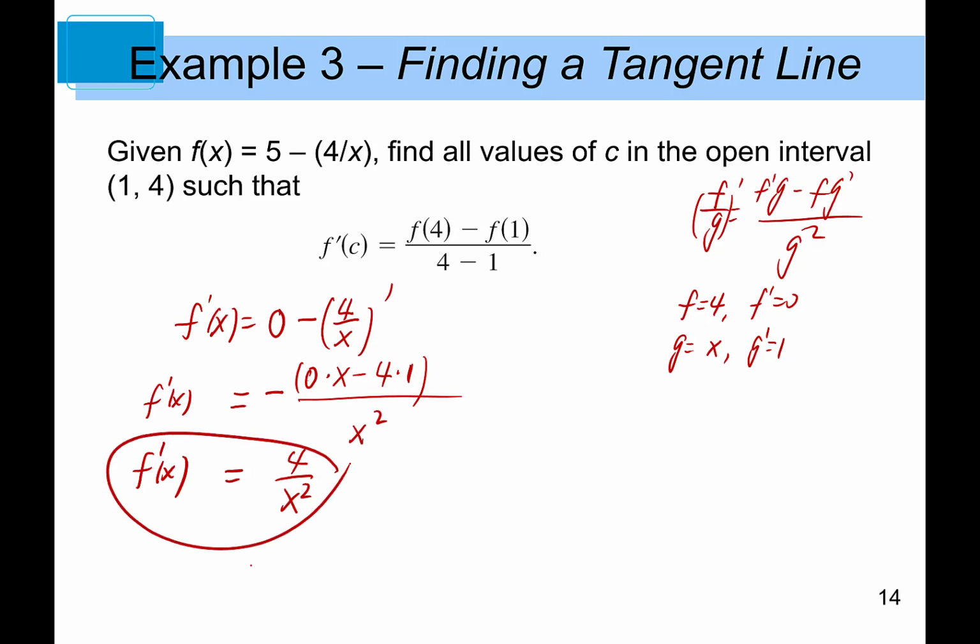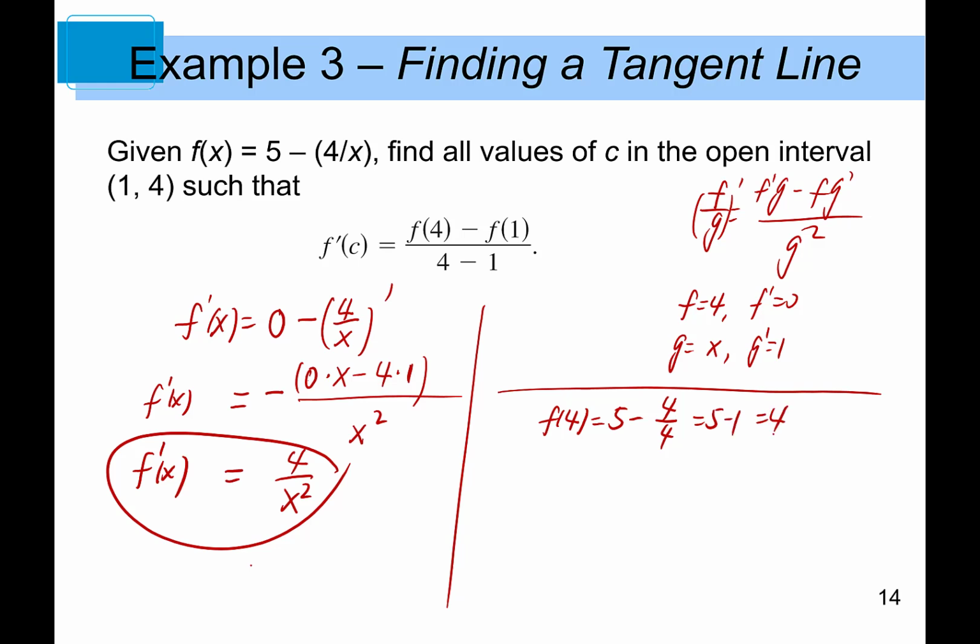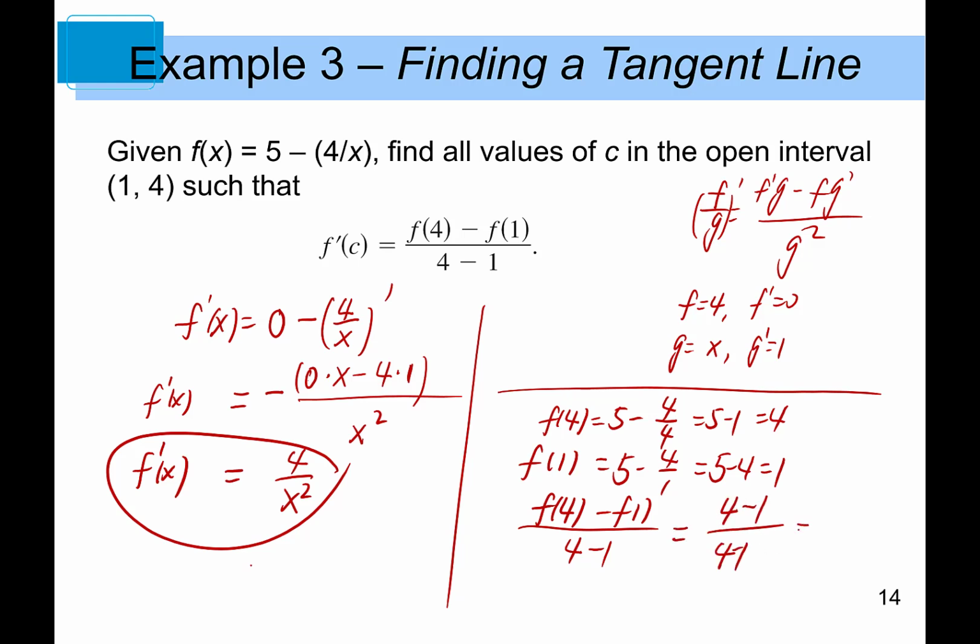And then, next step, find out what f of 4 minus f of 1 is. f of 4 equals 5 minus 4 over 4, which is 5 minus 1, which gives us 4. f of 1 equals 5 minus 4 over 1, which is 5 minus 4, which is 1. So f of 4 minus f of 1 over 4 minus 1 gives us 4 minus 1 over 4 minus 1, which gives us 1.